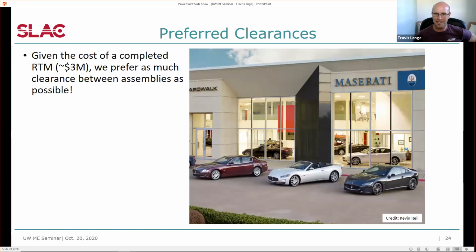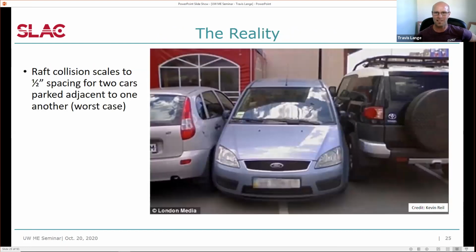So, given that these things are like $3 million a piece, really we'd like to have a lot more clearance between the sensors. So this is a good example of what we'd actually prefer to have. But unfortunately, of course, what we really have is something that looks a little bit more like this, where if you scale it, it's about a ½ inch of clearance on each side of the car parked in between 2 adjacent cars.